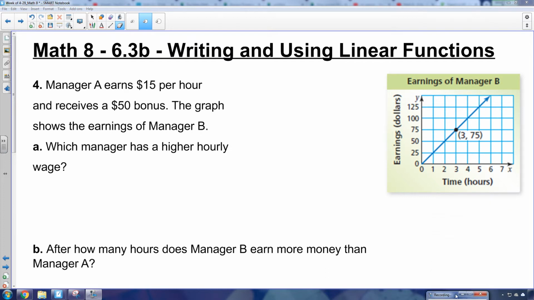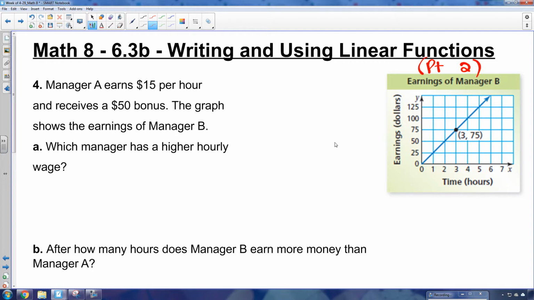Okay, so welcome to this video on writing and using linear functions. It's kind of like part two of that. We're calling it 6.3b. So if you want to put a part two here, that's fine, just so you know there's something that came before this that connects.